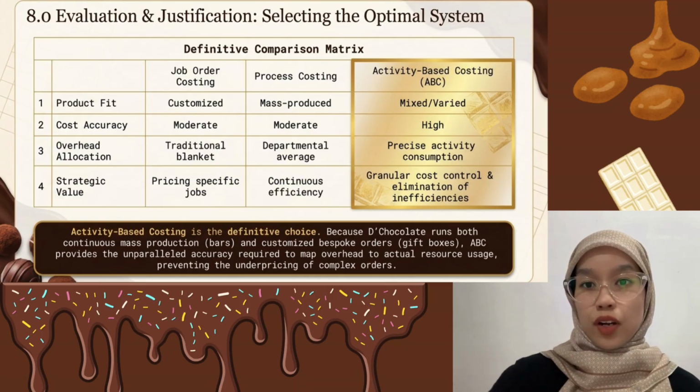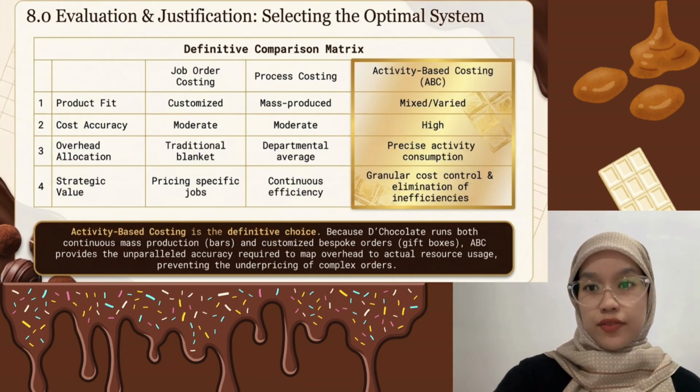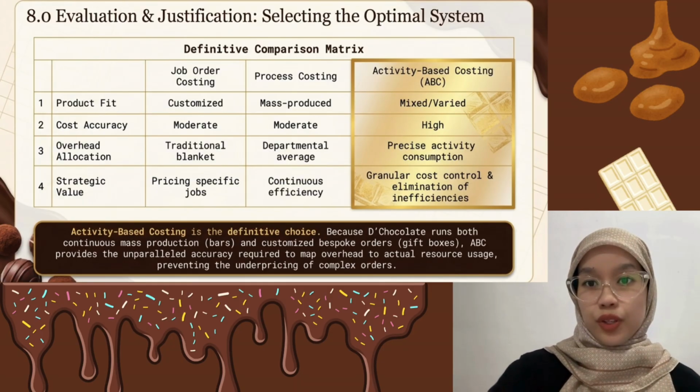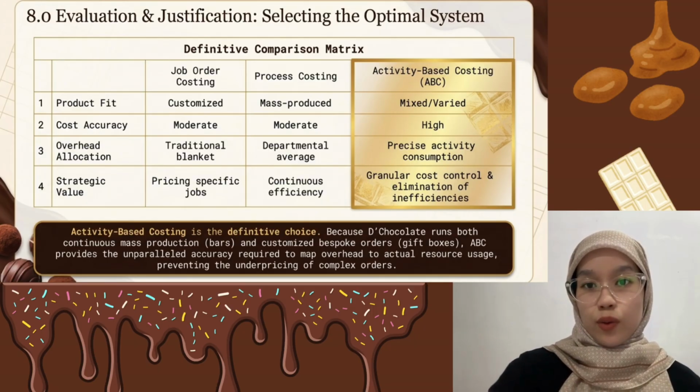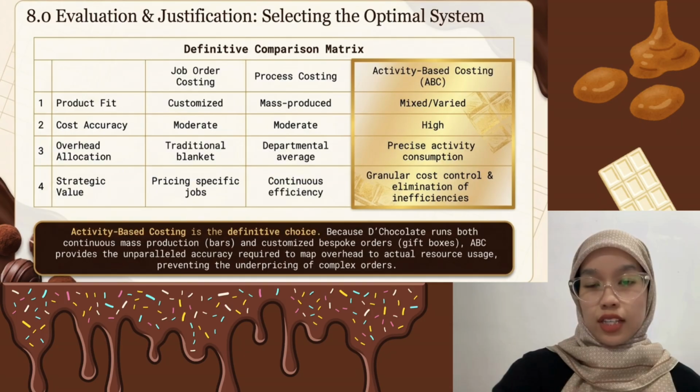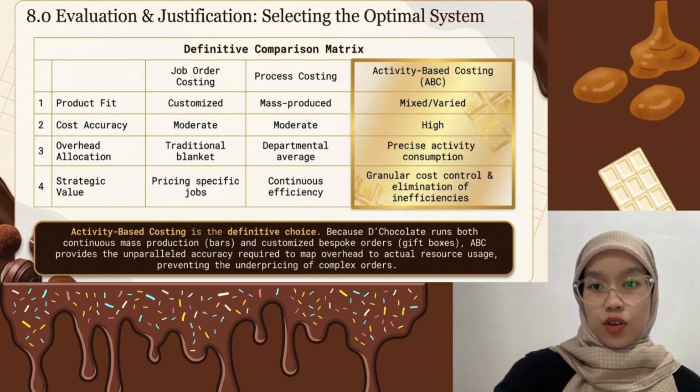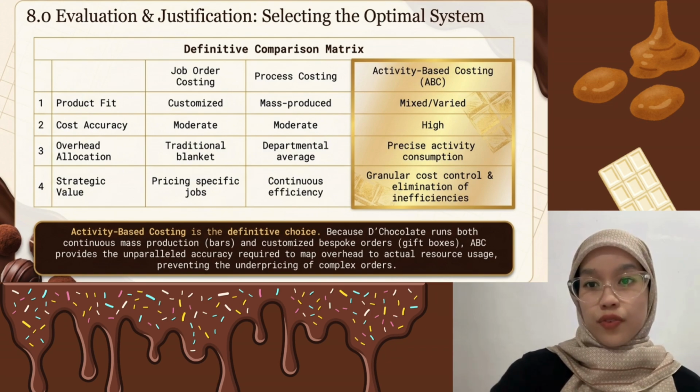I will present about costing method evaluation and justification. For this section, we evaluate 3 costing methods used by D-Chocolate, which are job order costing, activity-based costing, and process costing. Job order costing is suitable for customized product because it calculates the cost for each specific order. However, it can be time-consuming when production volume is high.